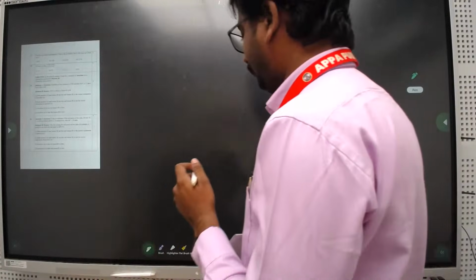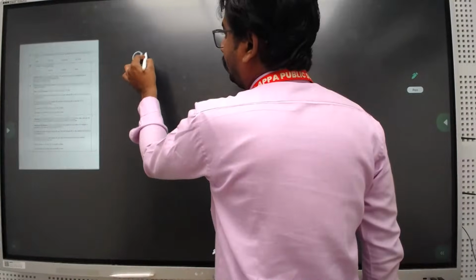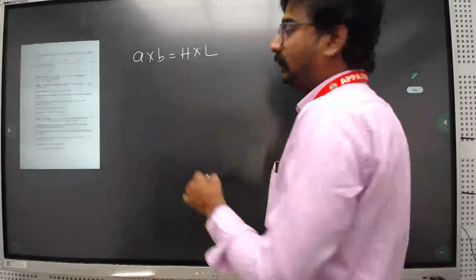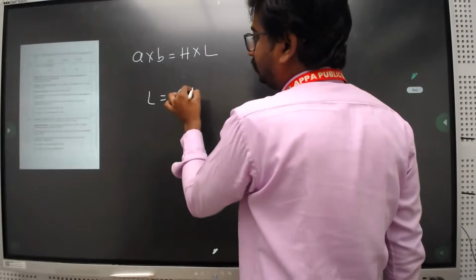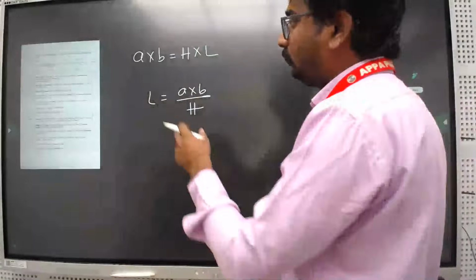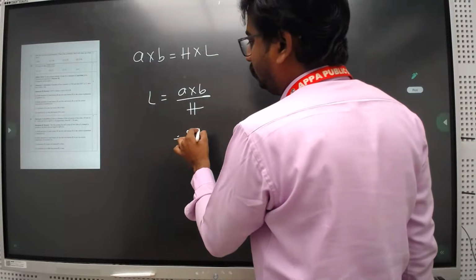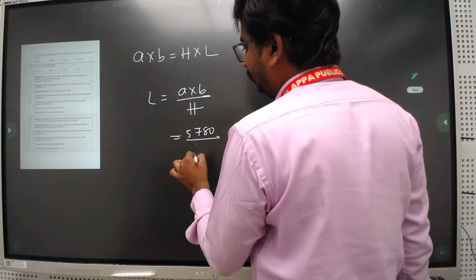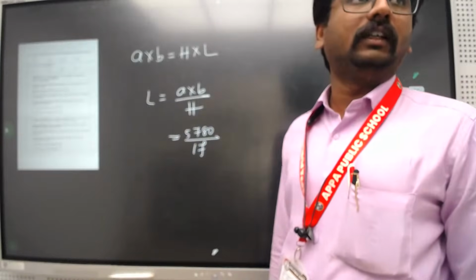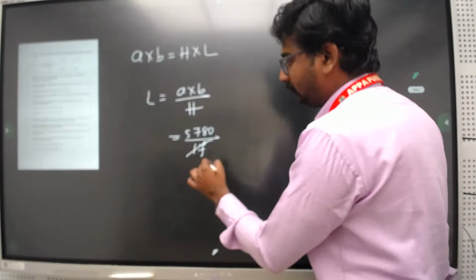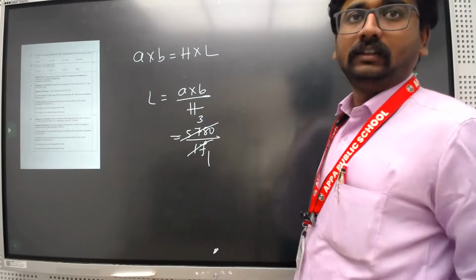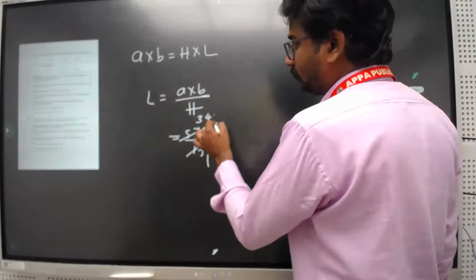So what is the prime factorization method formula? The product of two numbers is always equal to HCF into LCM, and LCM can be found as A into B by HCF, written in different forms. What is the product of two numbers? 5780 divided by 17, and 100% they are multiples of the 17 table. 17 ones are 17, 17 threes are 51. What is remaining? 6, 68, 17 fours are 68.